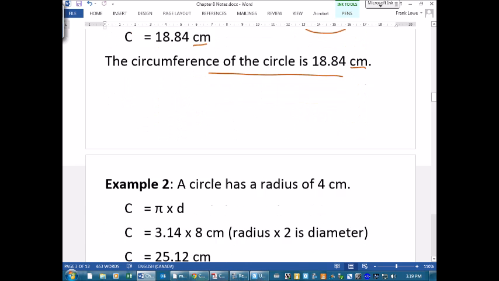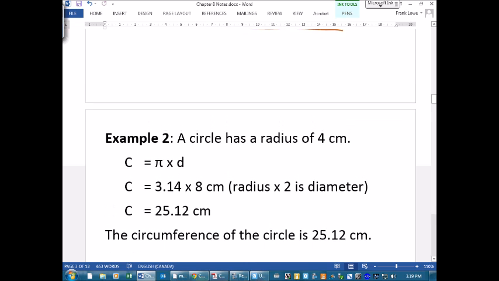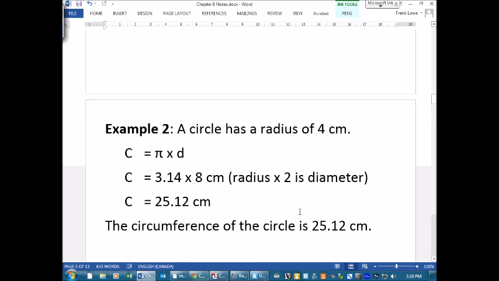Let's look at another example. Example number 2. It says a circle has a radius of 4 centimeters. What's radius again? It's from the middle of a circle to an edge. So this right here is 4 centimeters. But the formula for circumference says we want diameter. Well, that's a little goofy.